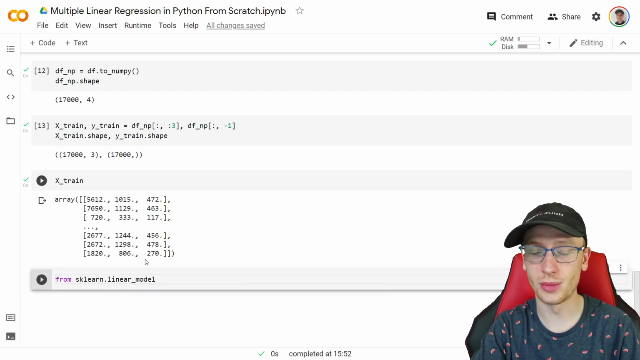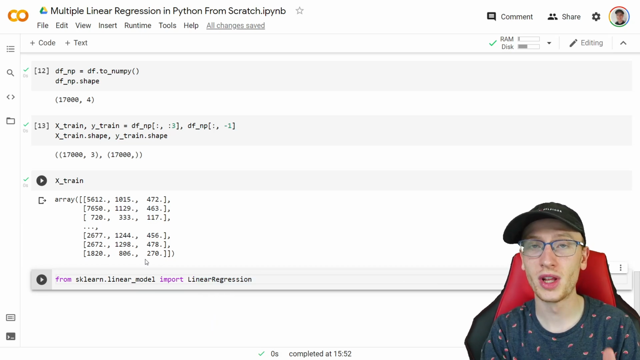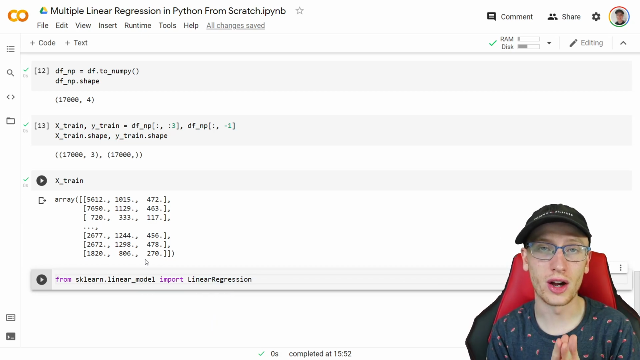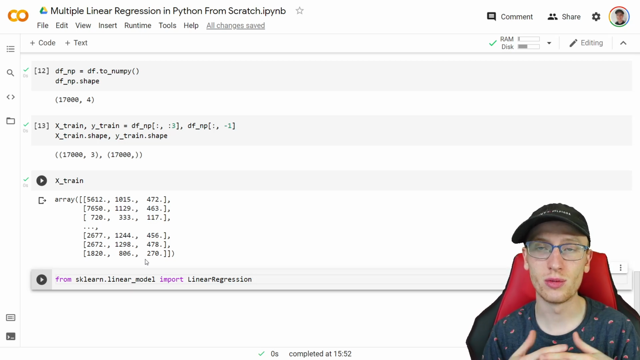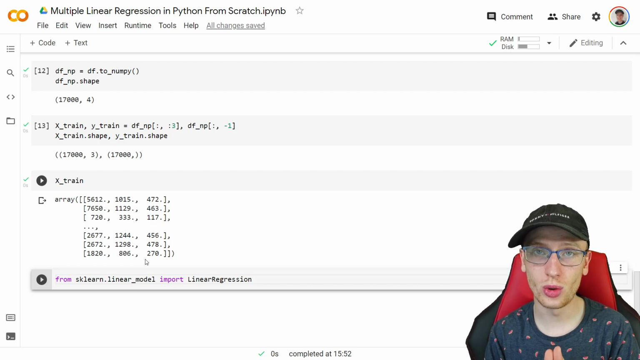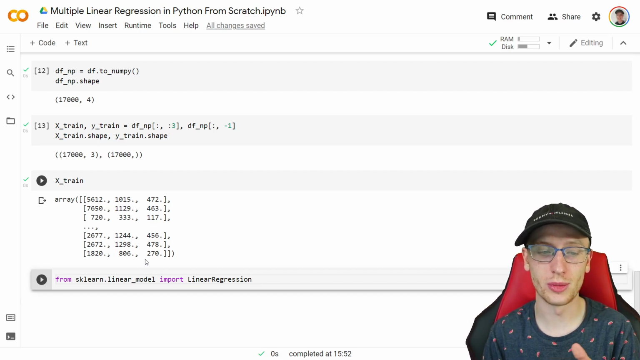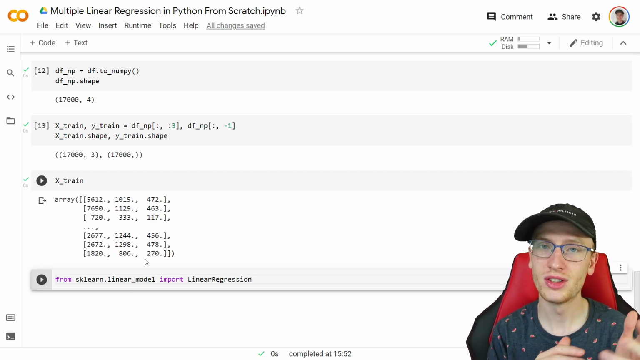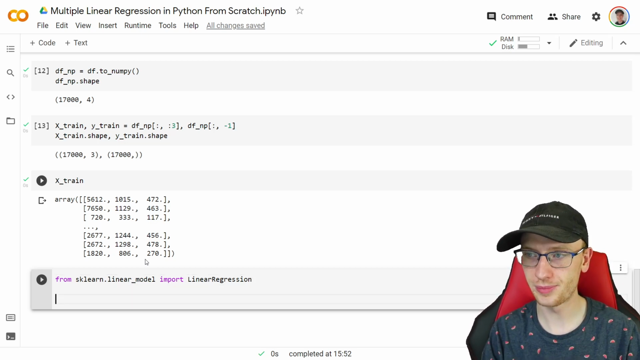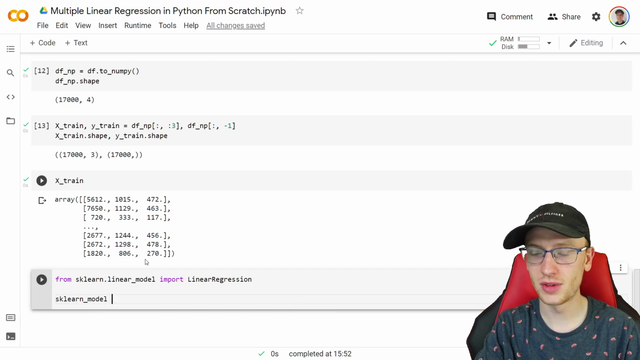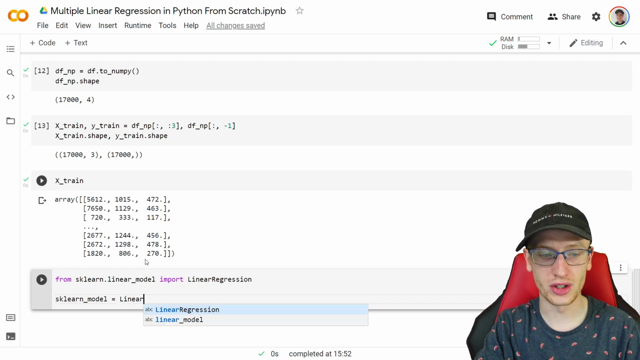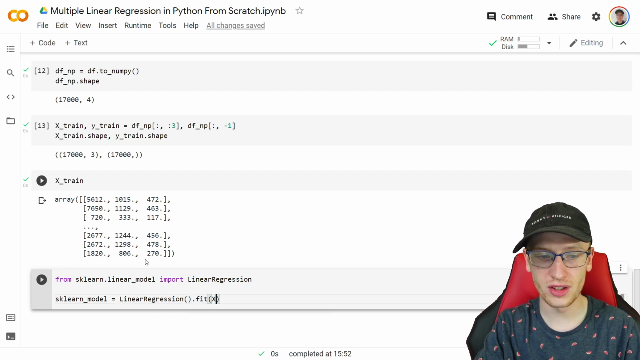From sklearn.linear_model import LinearRegression. And remember, what I'm doing now is not what we would actually do to implement it from scratch. This is just showing the idea of what we would do in real life, like after this lesson. If you want to go and make a linear model, this is what you would do. And we're doing this so that we see how to implement stuff from scratch, what we want to implement from scratch. So we'll make sklearn_model equal to LinearRegression(), dot fit with X_train and y_train.